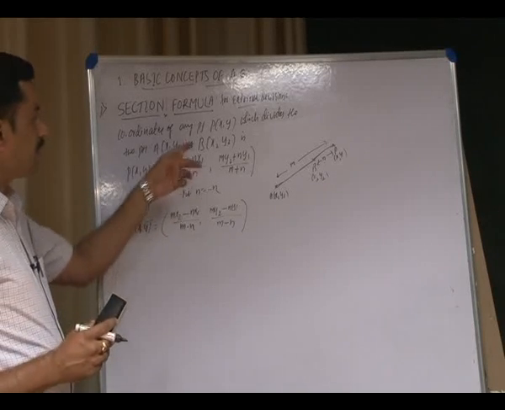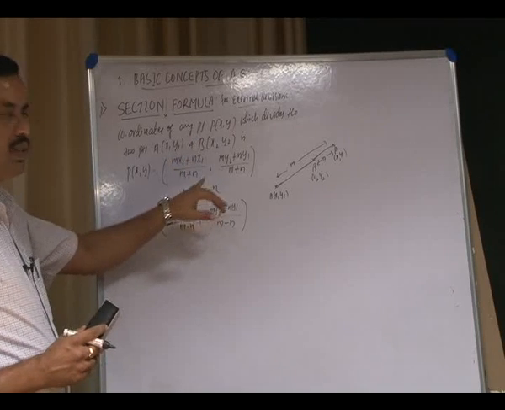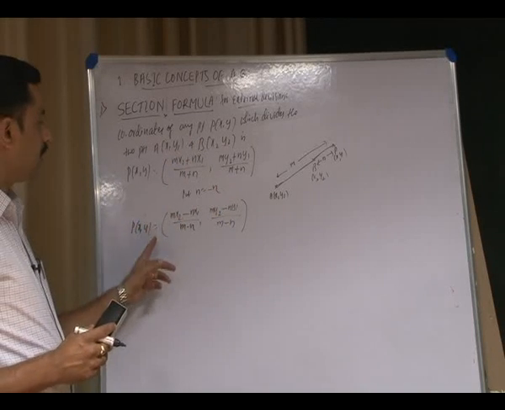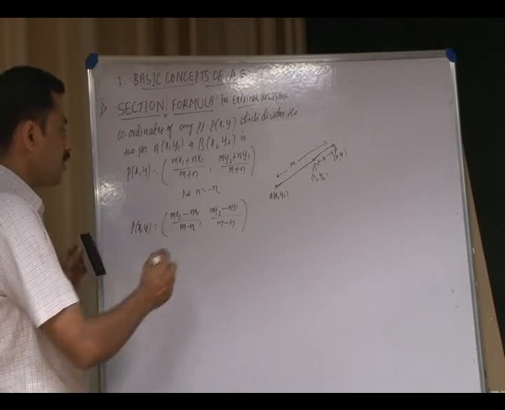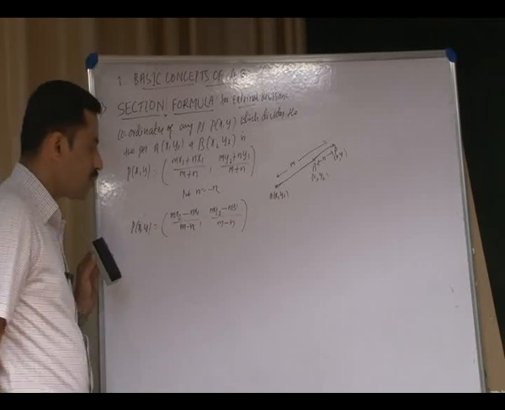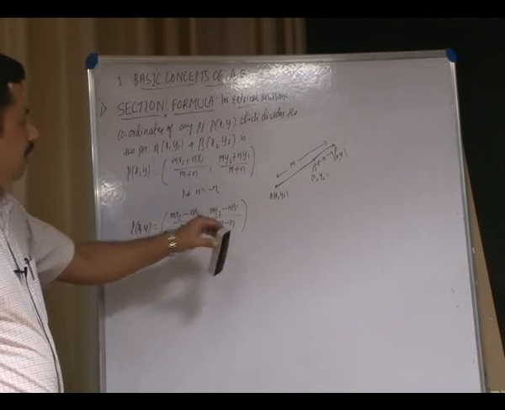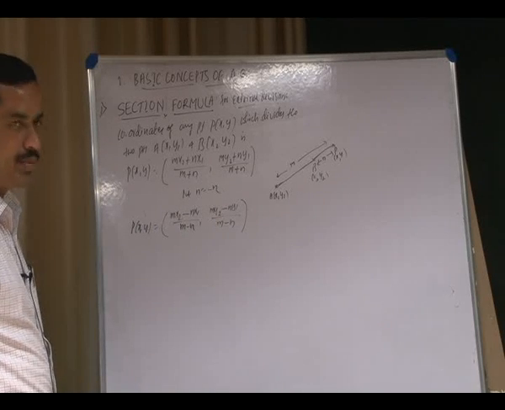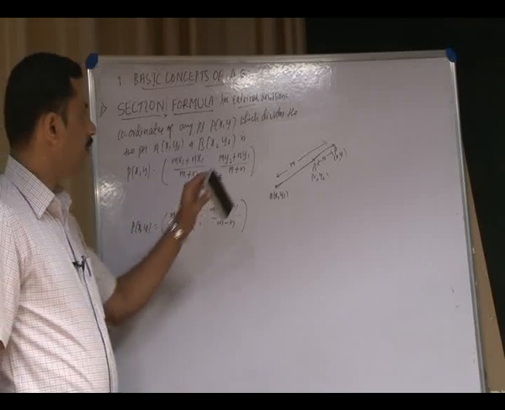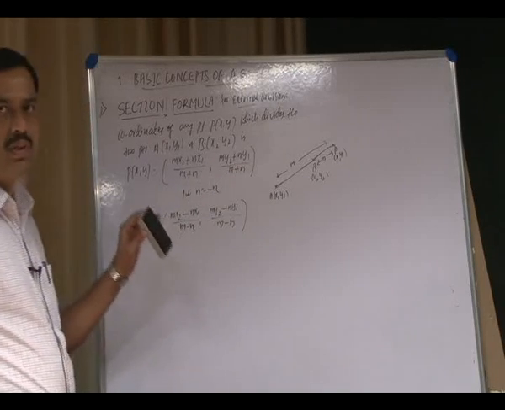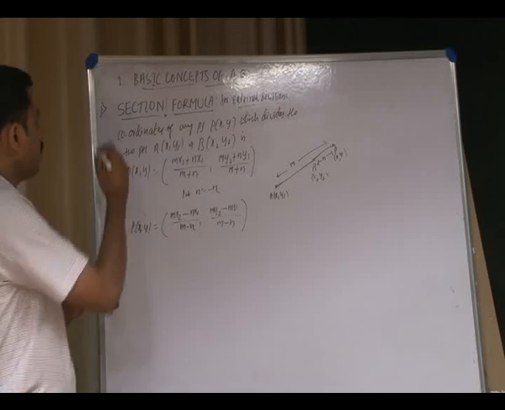In the internal division formula, suppose you substitute n is equal to minus n, then we get the formula for external division, that is given by P(x, y) is equal to (m x2 minus n x1) divided by (m minus n) and (m y2 minus n y1) divided by (m minus n). So, this is the section formula for external division. Then this is the second equation.